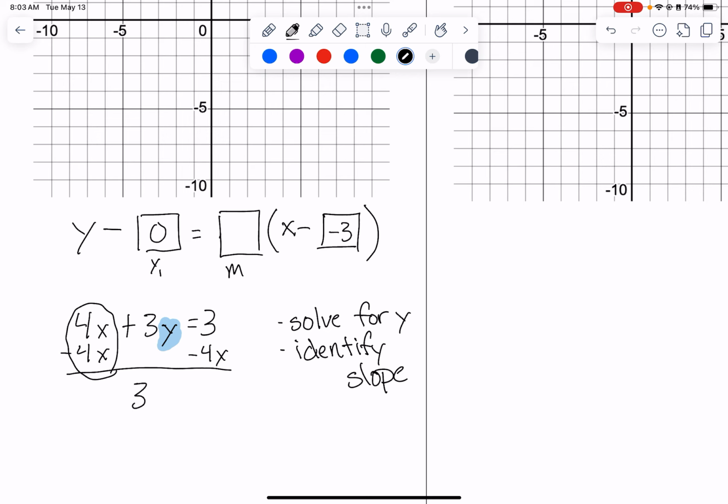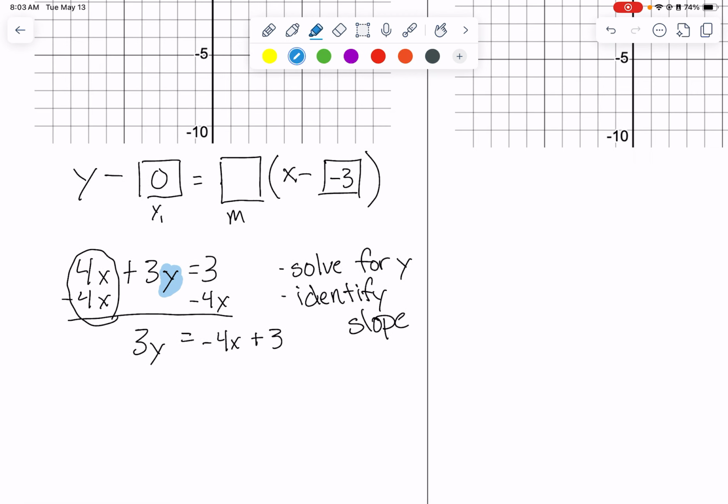So I'll still have 3y on the left. On the right, sometimes students will make an error by combining terms that should stay separate because one of these has an x and the other one has no x. Those cannot be combined, so we still have to keep them separate. It becomes -4x and still a plus 3.